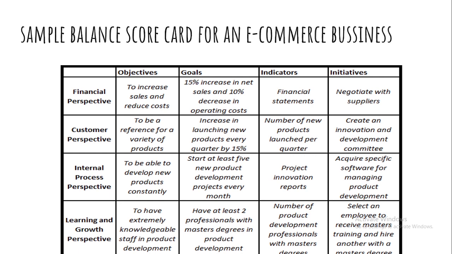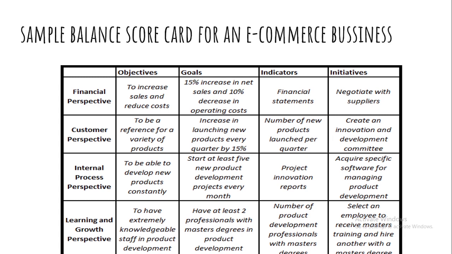Then under our learning and growth as an e-commerce business, our objective is to have extremely knowledgeable staff in product development. Our goal or target is to have at least 2 professionals with master's degrees in product development. So this is an e-commerce business that deals in producing products. The indicator is the number of product development professionals with master's degrees.